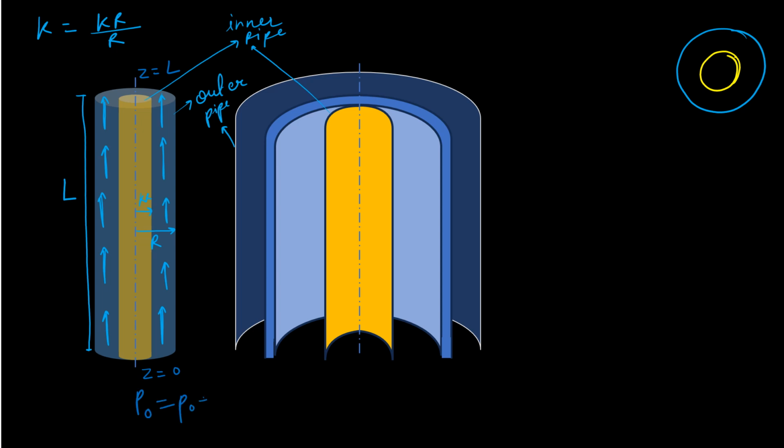Pressure is P naught plus rho g h naught at z equals 0, and P L plus rho g h L at z equals L.